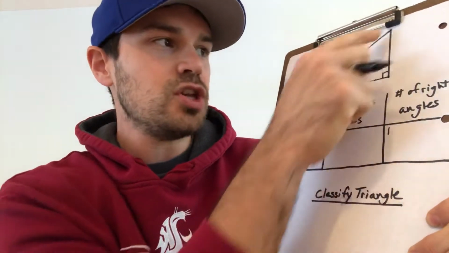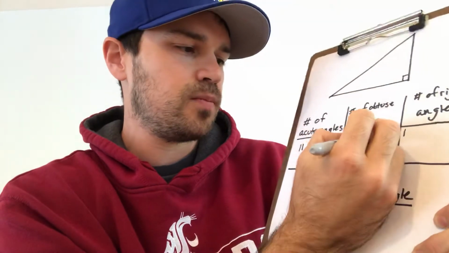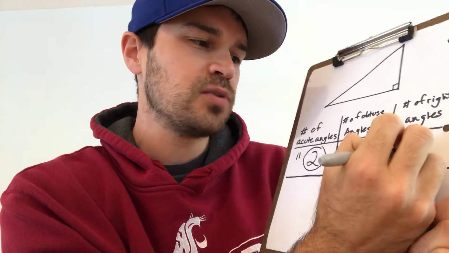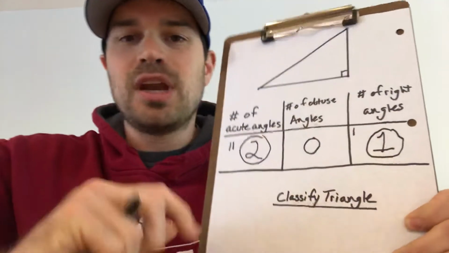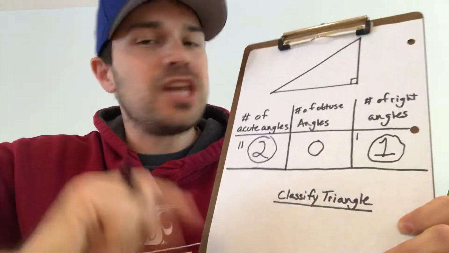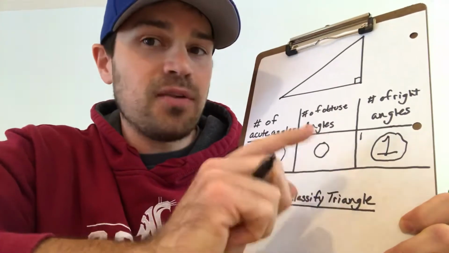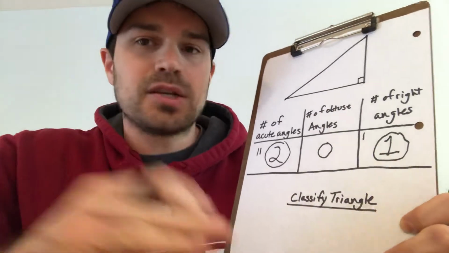We found no obtuse angles because we have a 90-degree, an acute, and an acute. And then we had one right angle. And if you guys remember from the videos from last week, you cannot have more than one right angle, and you cannot have more than one obtuse angle, and you can never have a triangle that has an obtuse angle and a right angle. The math just doesn't add up.